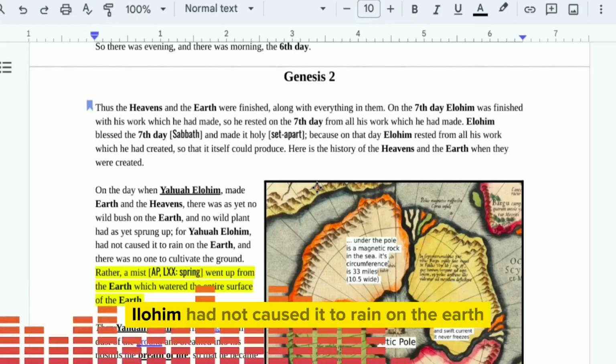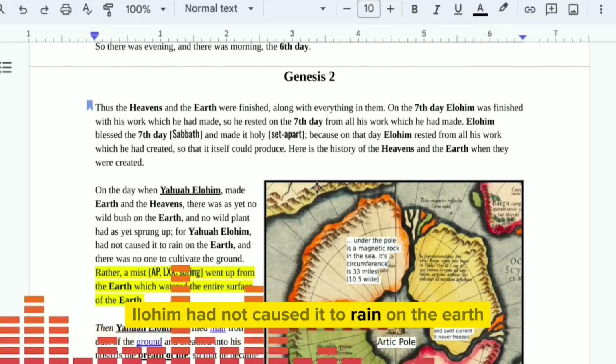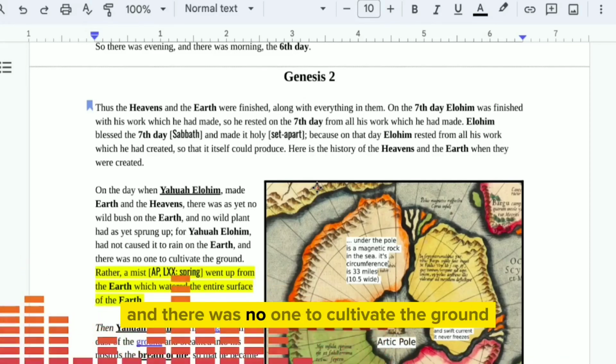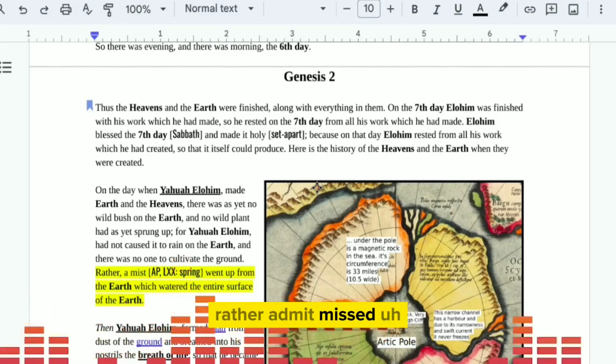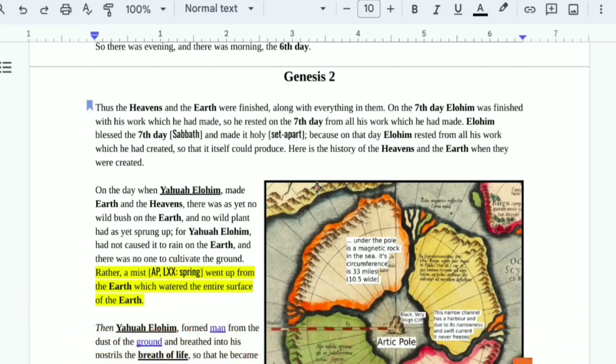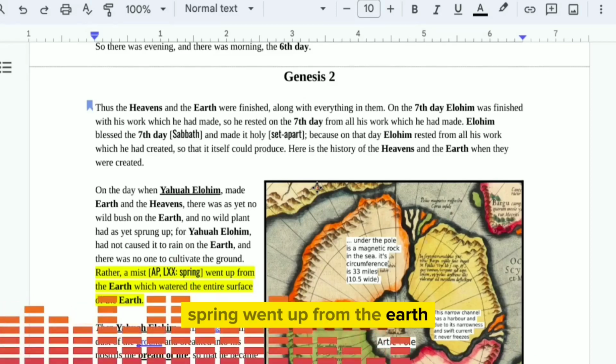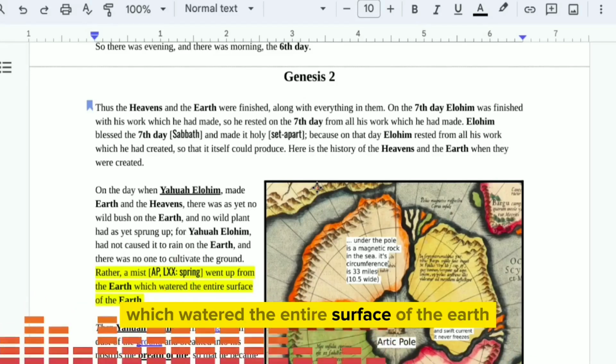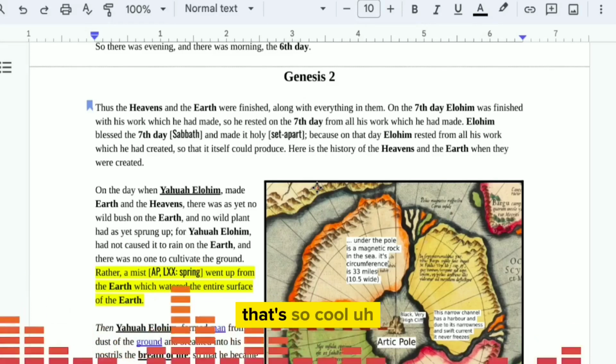For Yahuwah Elohim had not caused it to rain on the earth, and there was no one to cultivate the ground. Rather, a mist spring went up from the earth, which watered the entire surface of the earth. That's pretty cool. That's so cool.